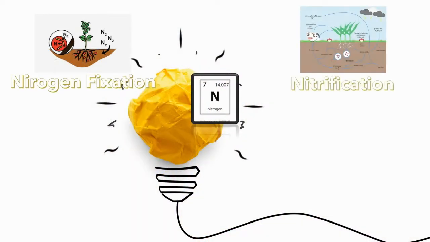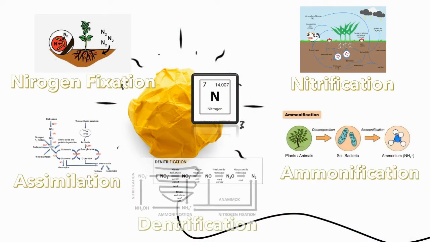It involves several processes like nitrogen fixation, nitrification, assimilation, ammonification, and denitrification. In nitrogen fixation, symbiotic bacteria present in the soil convert nitrogen in the atmosphere to ammonia. In nitrification, other bacteria present in the soil convert this ammonia into nitrates and nitrites. When plants take up these nitrates and nitrites, they use them to form organic molecules. This process is called assimilation.